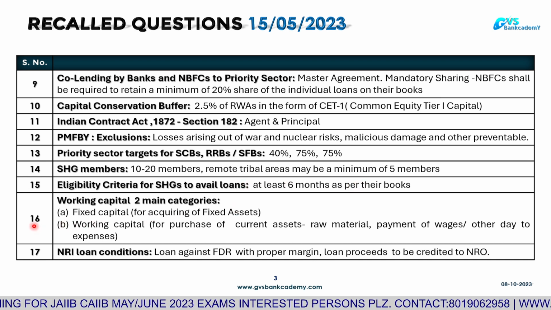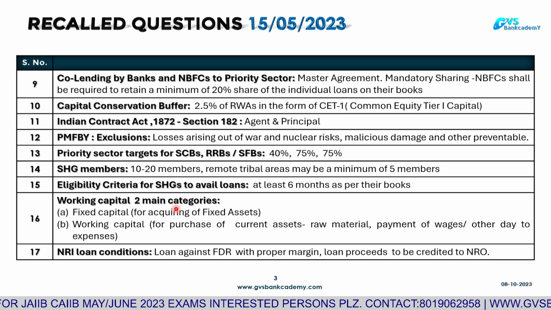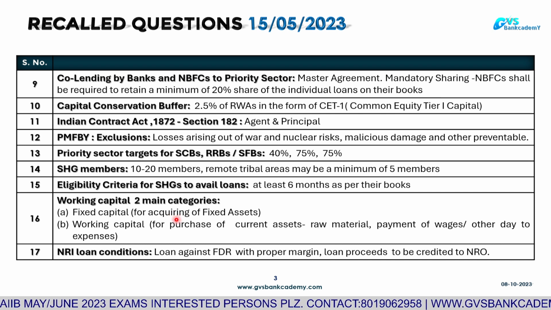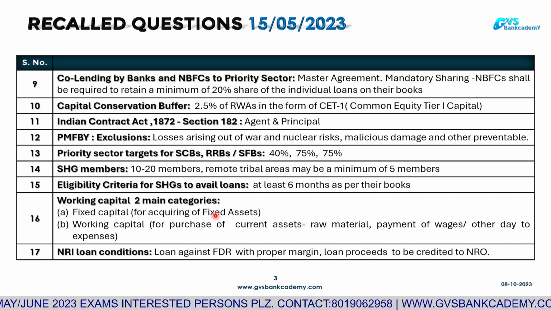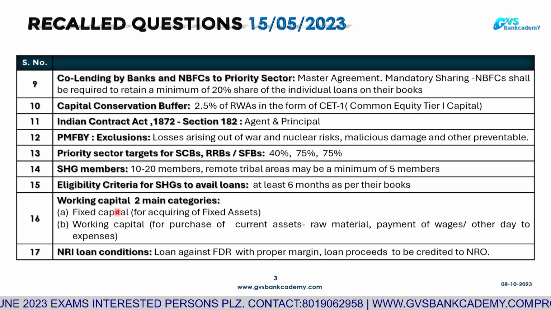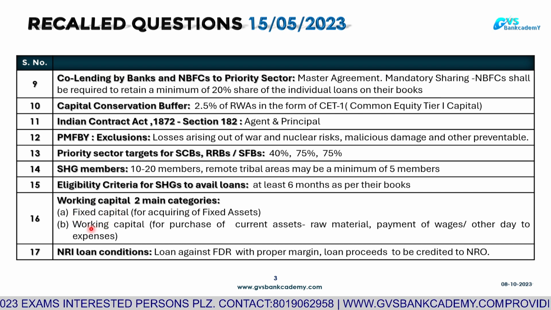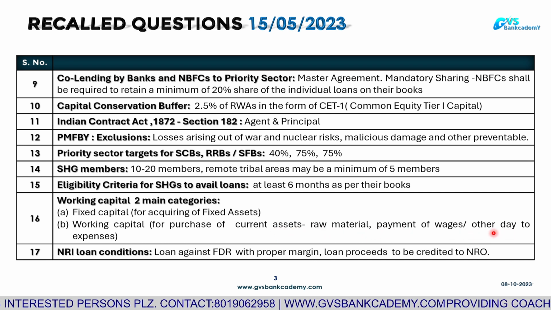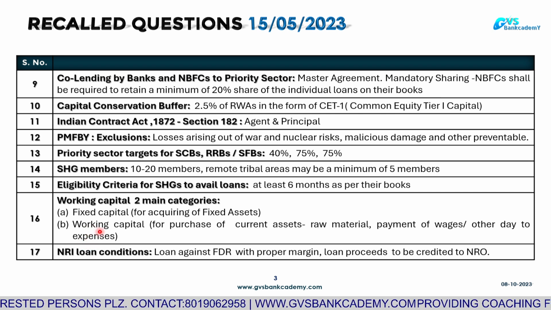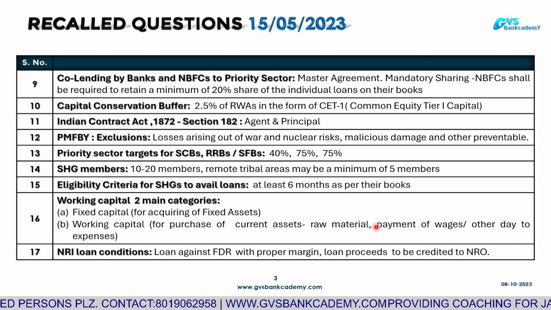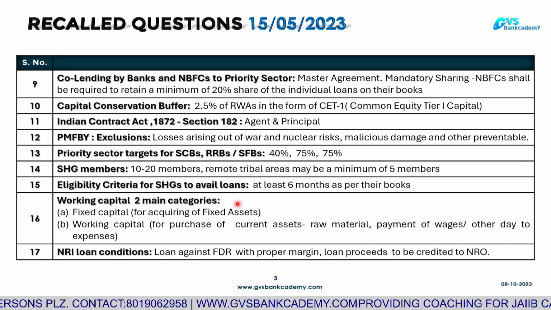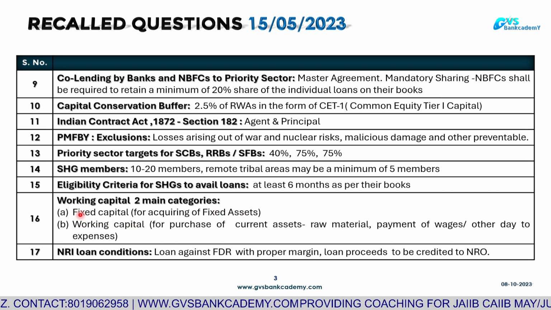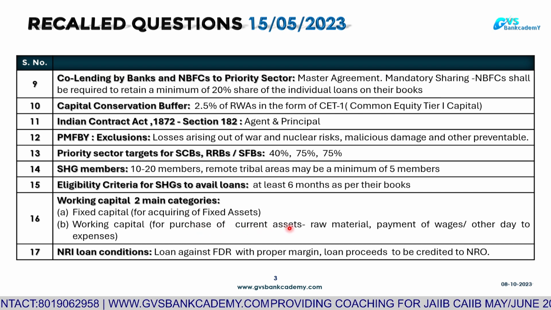This is question number 16. This is also working capital management. Fixed capital is for acquiring fixed assets: land, building, plant, machinery, furniture; permanent capital. Working capital is for purchase of current assets, stock, raw material, payment of wages, and other day-to-day running expenditure; banks provide working capital for these. This is a 2 marks question they have given. Whatever the purchase of fixed assets is fixed capital, and purchase of current assets is working capital, a concept question.